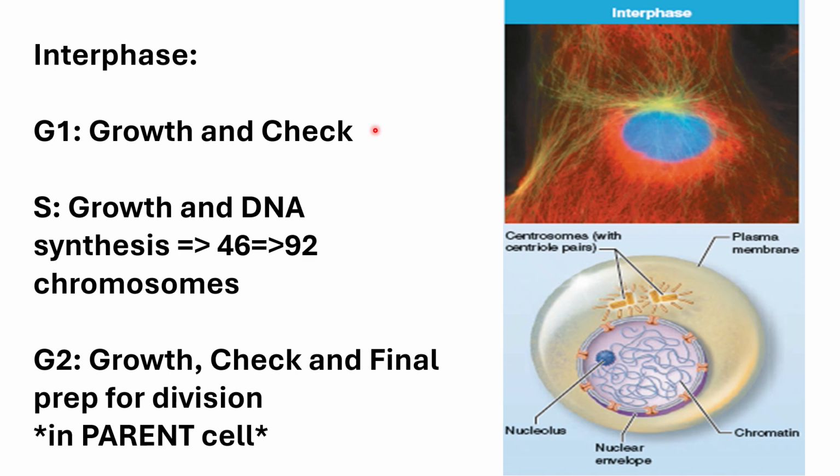The next is S, synthesis. So S stands for synthesis. This is where DNA replication occurs. During the S synthesis phase, the cell makes an identical copy of the DNA, so each resulting daughter cell has a full copy of genes. G2 is gap 2, and that's where it prepares for cell division.